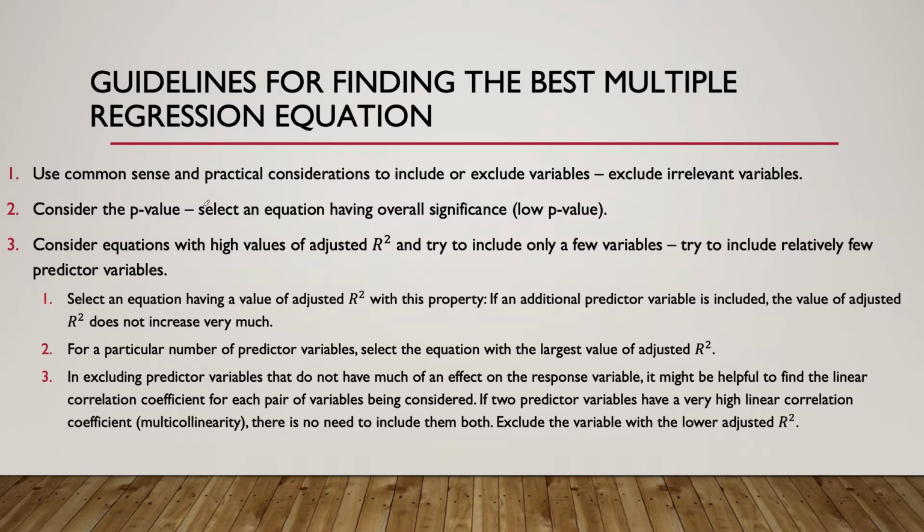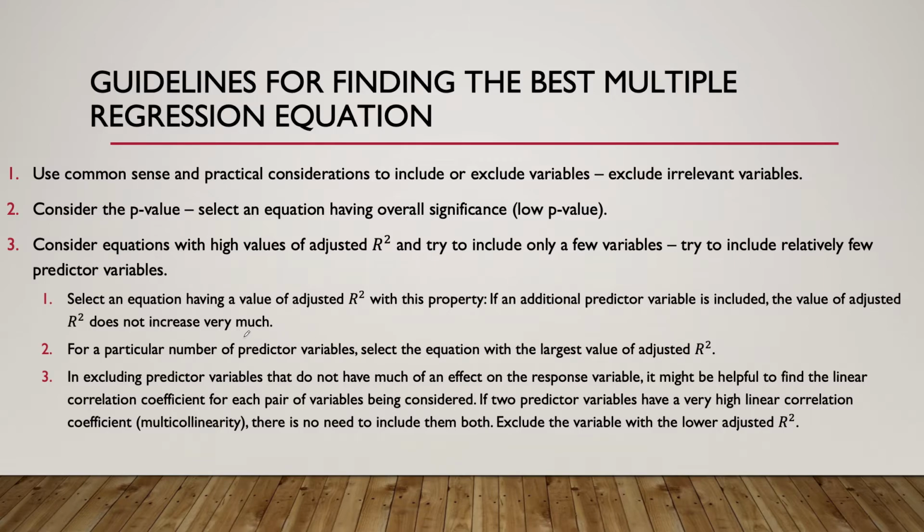Consider the p-value: select an equation having overall significance, also known as a low p-value. Consider equations with high values of adjusted R-squared, and try to include only a few variables. We want to include relatively few predictor variables as well. We want to select an equation having a value of adjusted R-squared with this property: if an additional predictor variable is included, the value of adjusted R-squared does not increase very much. For a particular number of predictor variables, we want to select the equation with the largest value of adjusted R-squared.